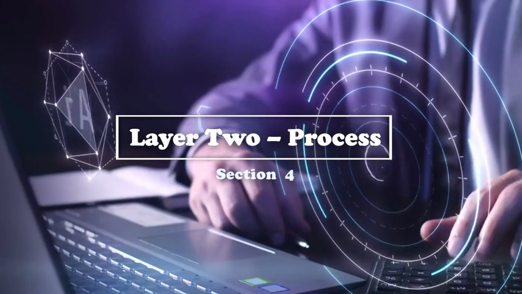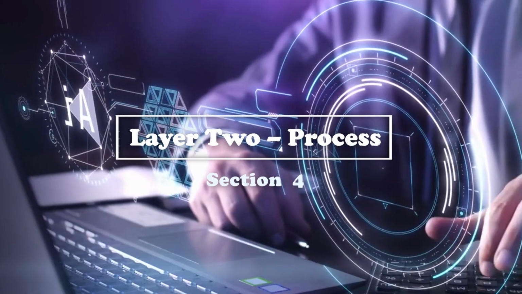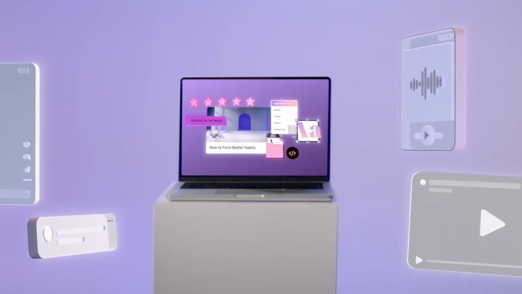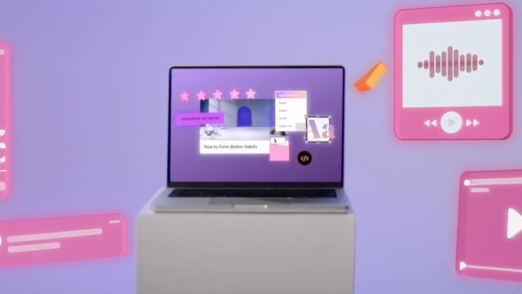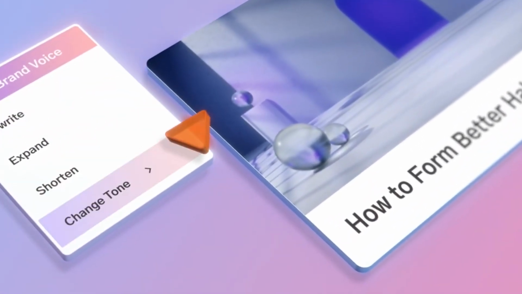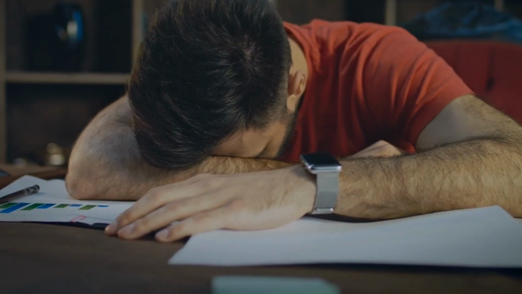Section 4. Layer 2. Process. This is where automation actually happens. The process layer defines what happens after someone arrives, what decisions get made, what actions get triggered. Good processes reduce choice. Most systems fail because they depend on human decision-making at every step. Humans get tired, humans forget, humans hesitate.